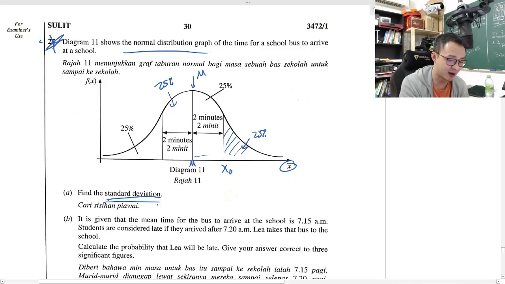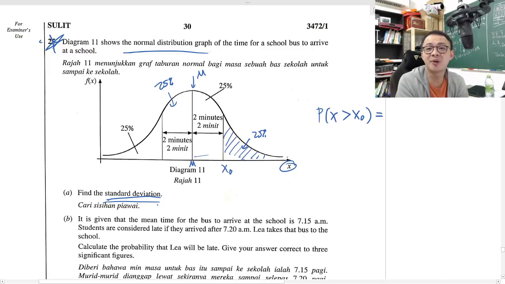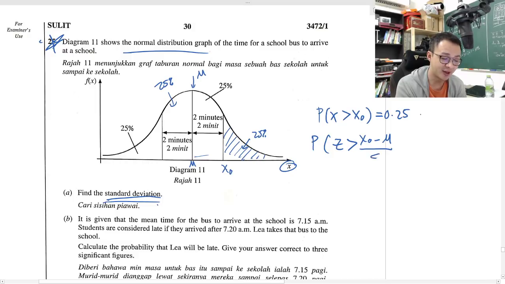But I try to focus on this area. So I would say the probability x is bigger than x0 is, you know the probability, right? Because area itself is basically a probability. It's 25%, or 0.25. In order to do it, we must change this to z. So I will do the x value minus the mean over standard deviation, equals 0.25.